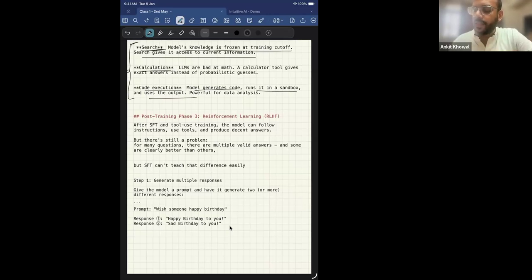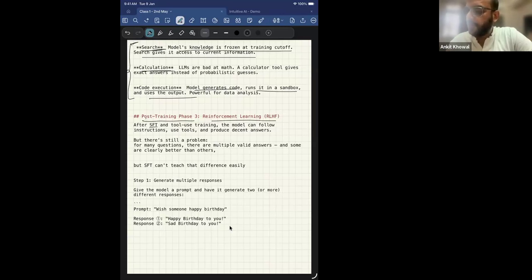Okay. So this is what the model has learned in the post training phase. Till now, I have told you about two things. First, it's taught how to answer in the form of Q&A. Second, it has been trained on how to use tools, so that it can answer current questions, calculation based questions, and so on and so forth. Okay. Now, the last phase of the post training cycle is reinforcement learning. Okay. Reinforcement learning with human feedback.